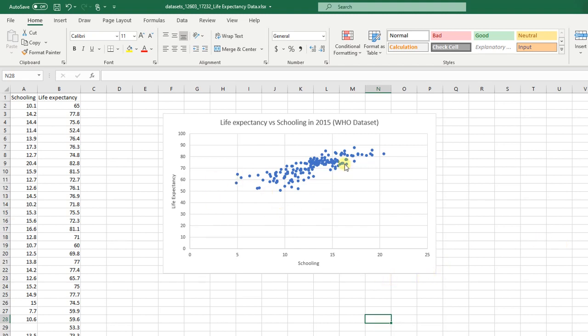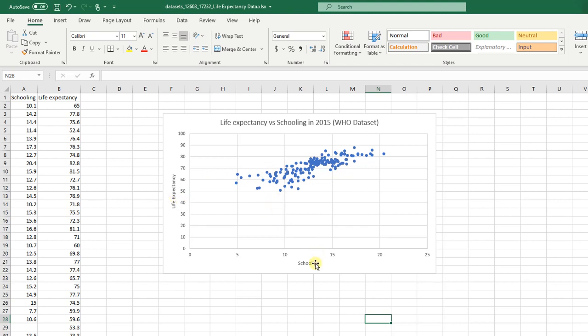So it's very interesting. What do we see here? It looks like when schooling is low, life expectancy is also low. But as you go to more school, your life expectancy also increases, right? Does schooling cause you to live longer? That's hard to say. When we're doing this type of analysis, we're not making causal statements. We're really just saying one variable is related to the other.